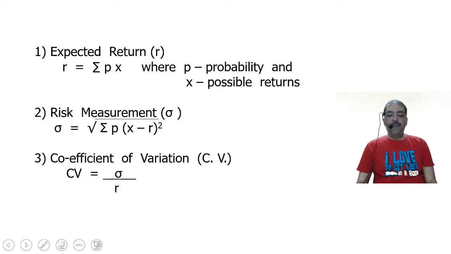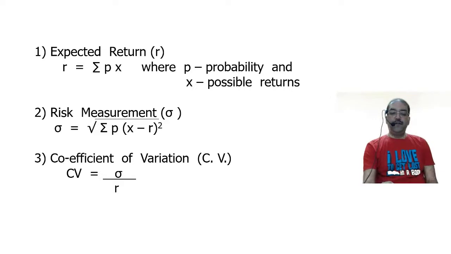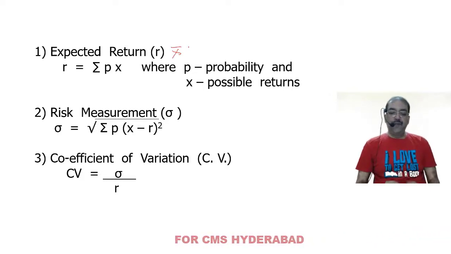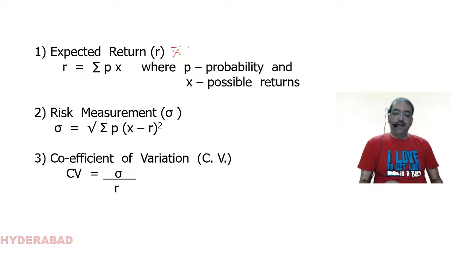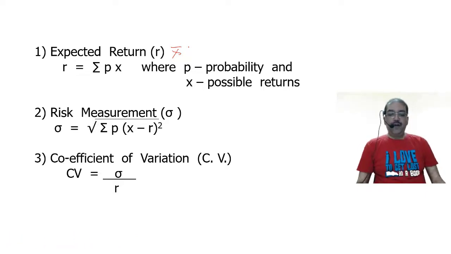At the end of the last lecture, we started with these formulas: expected returns, expected return R, which is normally called X bar, but here we use the term R. So R is equal to summation of P into X, where P is the probability and X is the possible returns. Then we have risk measurement in the form of standard deviation, which is the square root of summation of P into (X minus R) the whole square. Then we have coefficient of variation, given by CV, which is standard deviation upon average returns, that is sigma upon R.